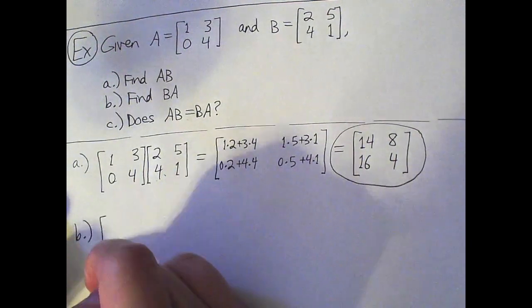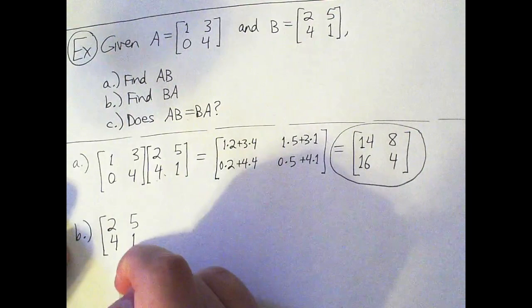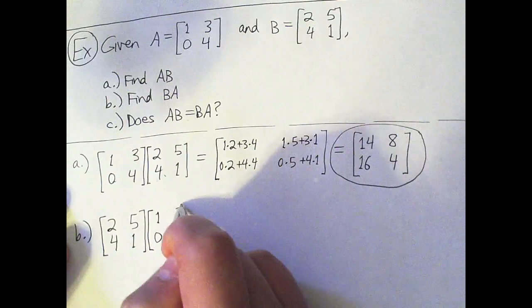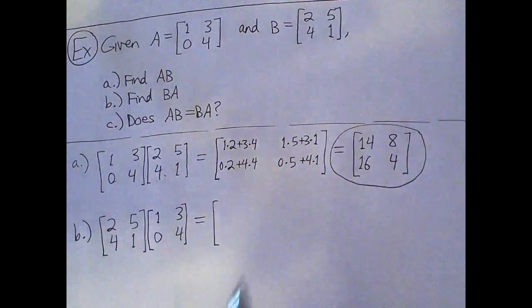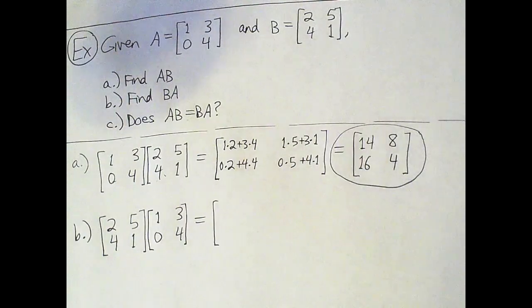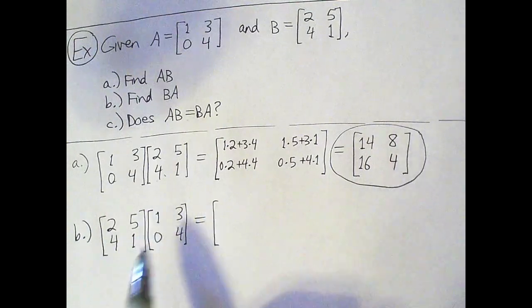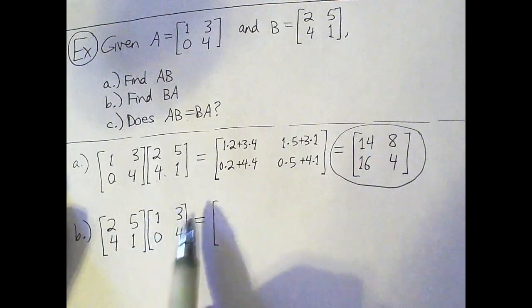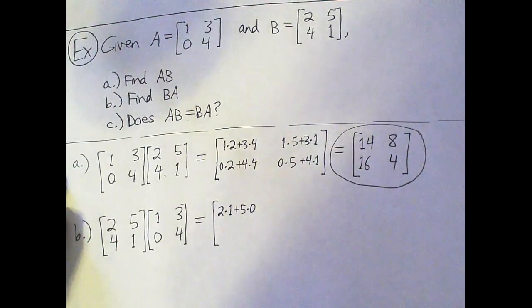Part B, same matrices, but opposite order. We're going to see if that changes things. Okay, that's my setup. So let's just ignore what we did. Don't assume that the answer to part B is going to be the same as the answer to part A. Let's just forget about that for a second and just do the process. We have the first matrix and the second matrix. We're going to use the rows from the first one and the columns from the second one. So 2 times 1 plus 5 times 0.